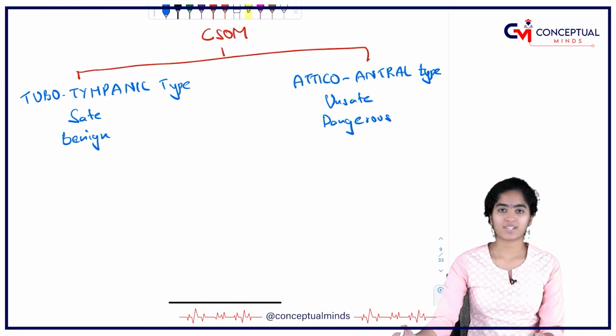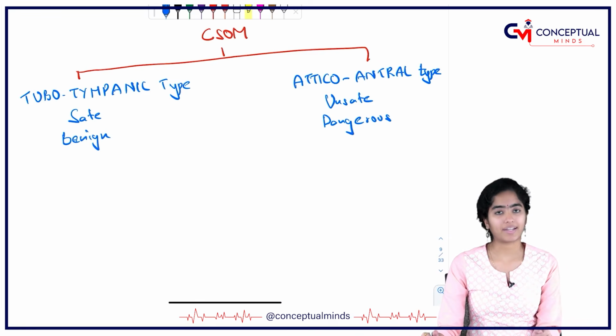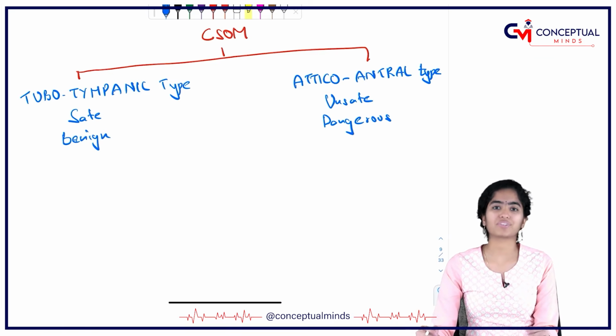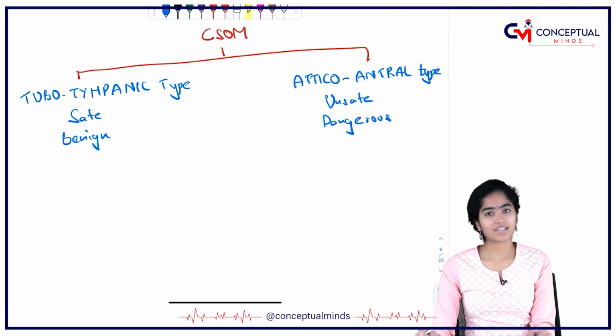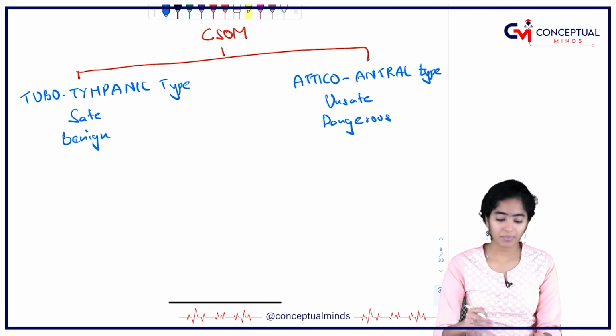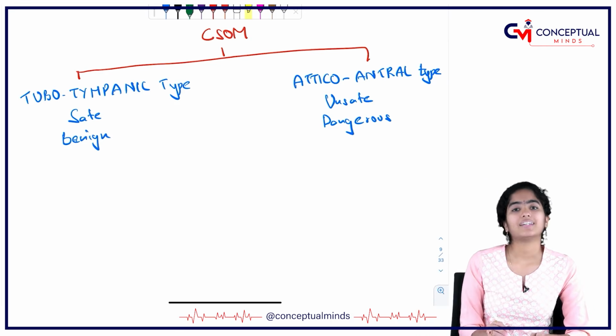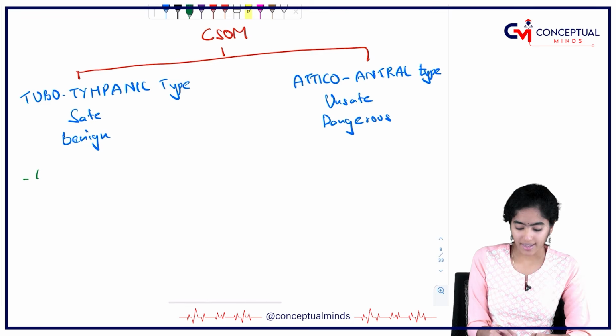Why is this classification there? Because in tubotympanic, the complications are very rare. There is no risk of serious complications. Whereas in atticoantral, there is a serious risk of complications. Now, in tubotympanic type, the disease usually affects the antero-inferior quadrant of middle ear.